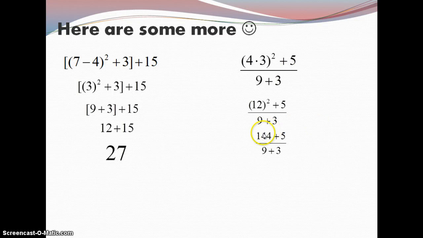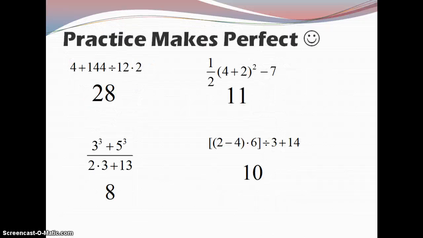So now I just have addition on top and addition on bottom. So I'm going to go ahead and add the numbers up top. 144 plus 5 is 149. 9 plus 3 is 12. So now we have a fraction. So instead of writing this as a decimal and going through all that hassle, simply look at the problem and see if you can reduce it. Can you take 149 and 12 and divide by a single number? No. That's your final answer.